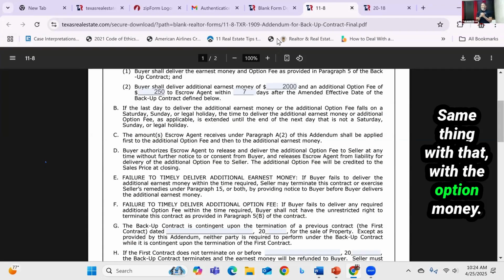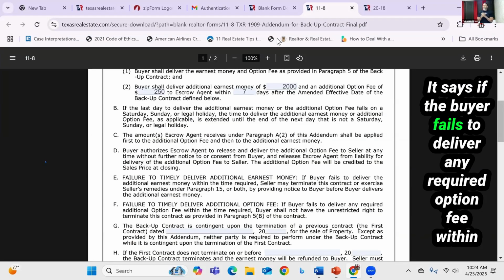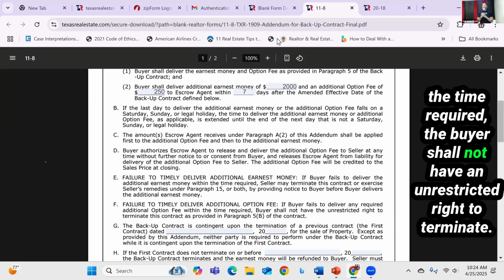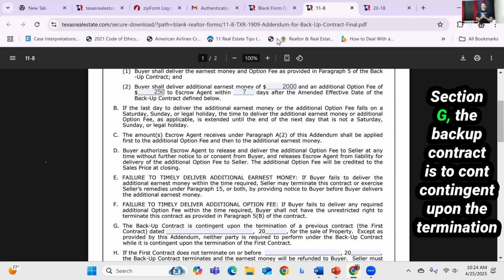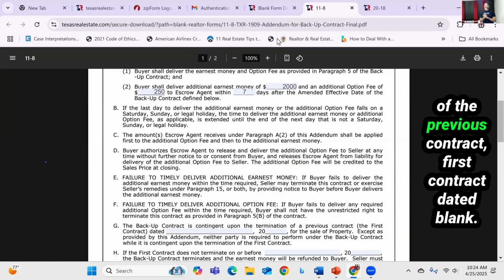Okay. Same thing with the option money. It says if the buyer fails to deliver any required option fee within the time required, the buyer shall not have an unrestricted right to terminate. That still applies on the backup addendum. Section G: the backup contract is contingent upon the termination of the previous contract, first contract, dated blank.